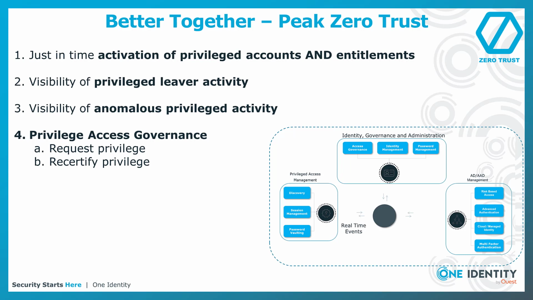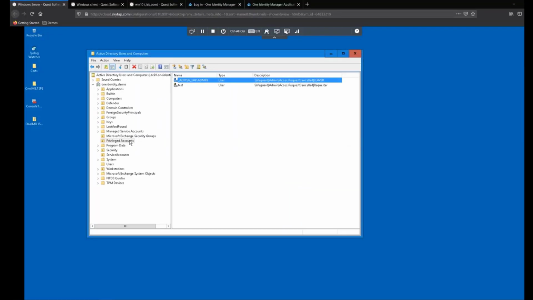Right, so there are 4 examples of use cases we can achieve when we combine privileged access management and identity governance systems. So in the interest of keeping it real, let's go and have a look at a real system here. So we've got an environment. Let's do a refresh here just to make sure we've got the latest.